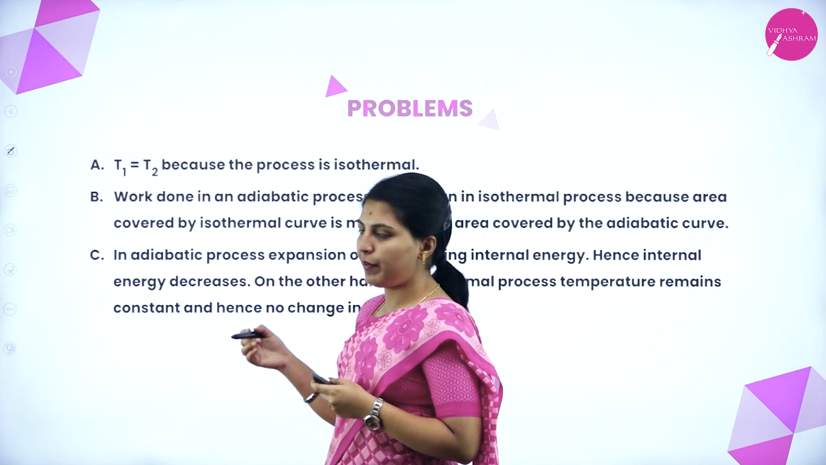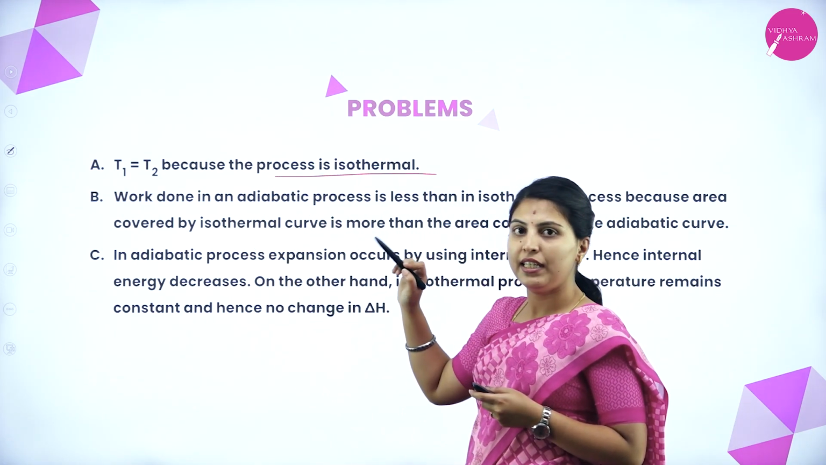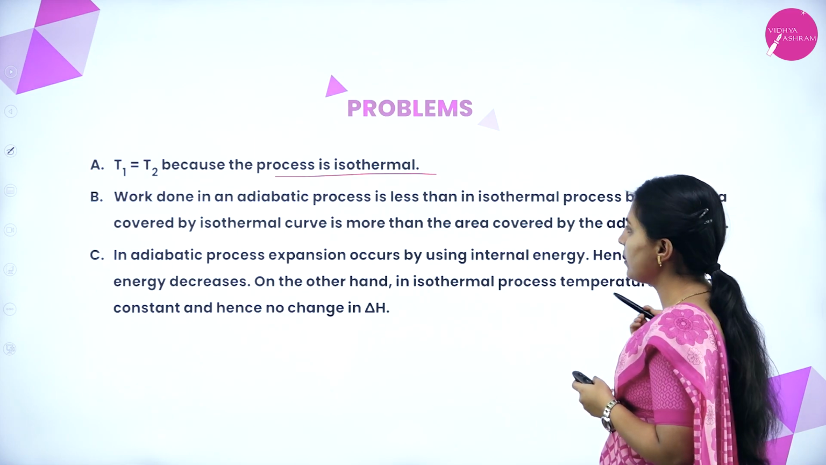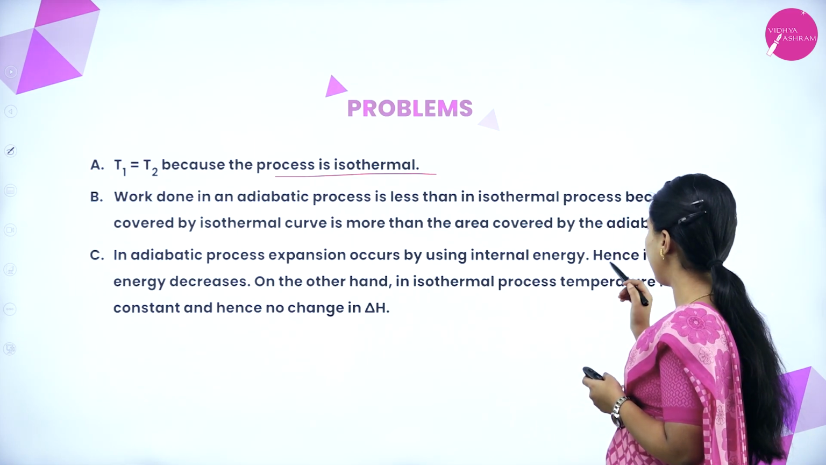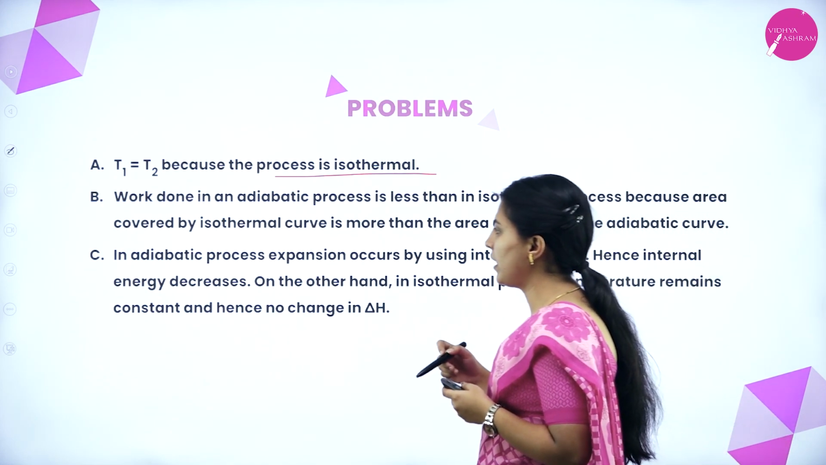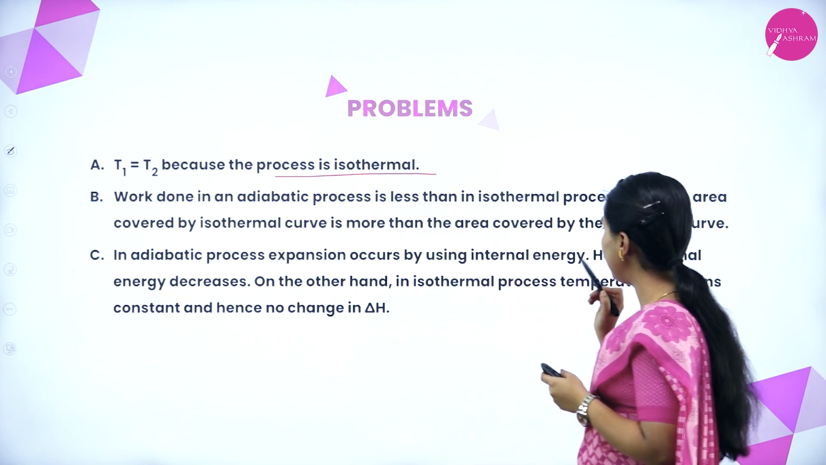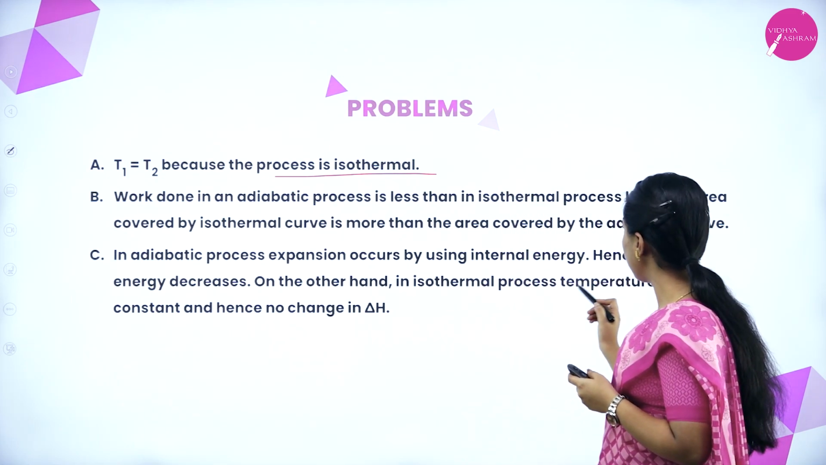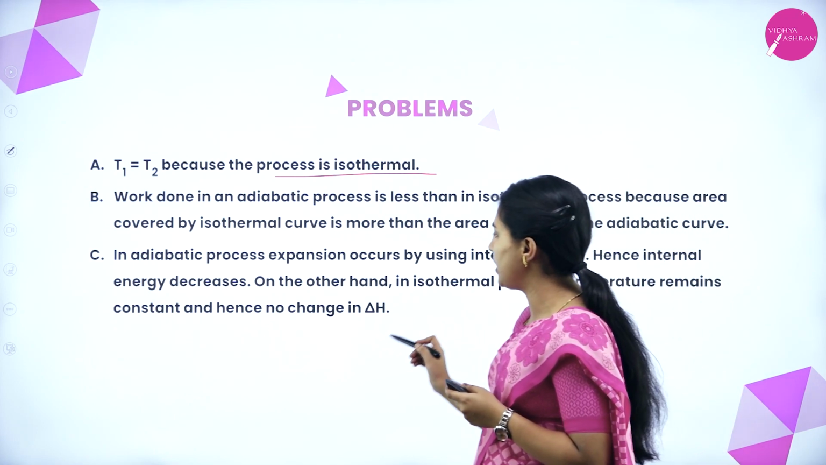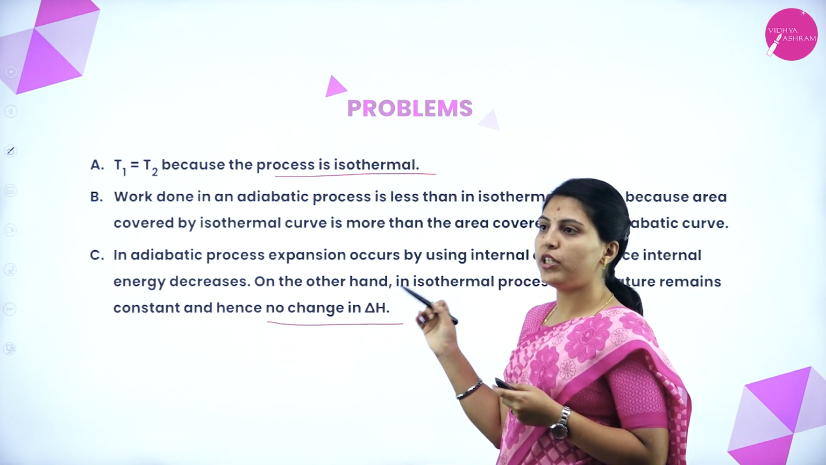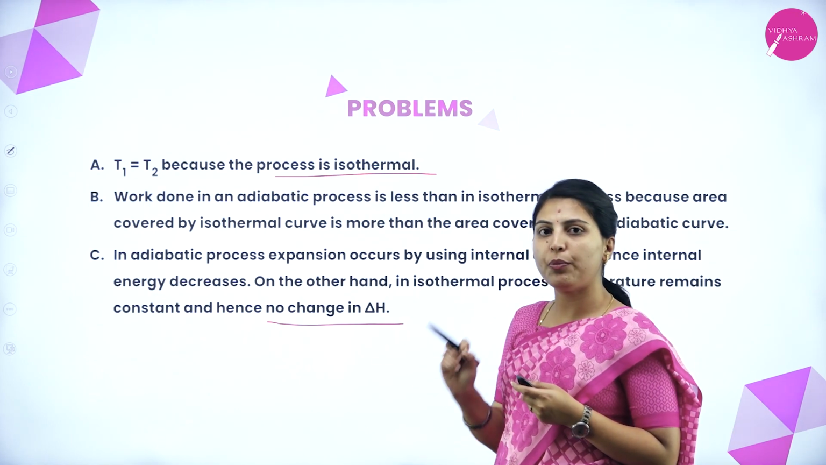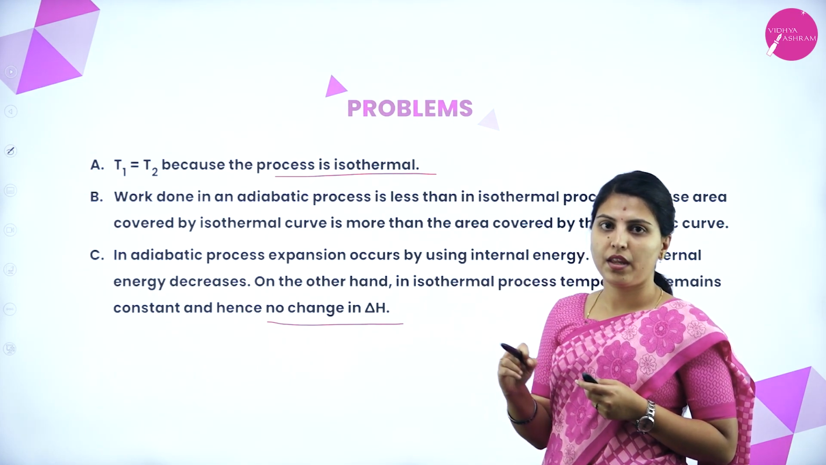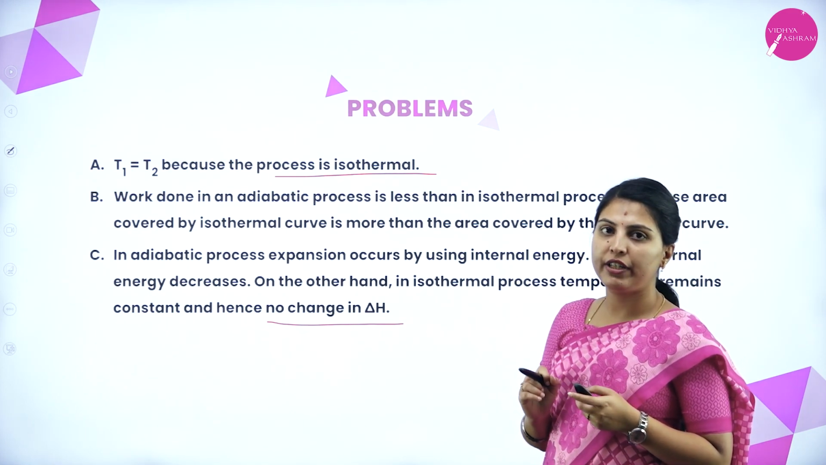See here, for the explanation: T1 equals T2 because the process is isothermal. Here the temperature is completely constant. Work done in the adiabatic process is less than in the isothermal process because the area covered by the isothermal curve is more than the area covered by the adiabatic curve. By seeing the curve only we can understand. In an adiabatic process, expansion occurs by using internal energy, hence internal energy decreases. On the other hand, in isothermal processes temperature remains constant and there is no change in delta H. These are the common points we have understood from the previous session. If we implement them in problems, they will give tricky questions. By implementing, we have to analyze, or else every problem will seem difficult.